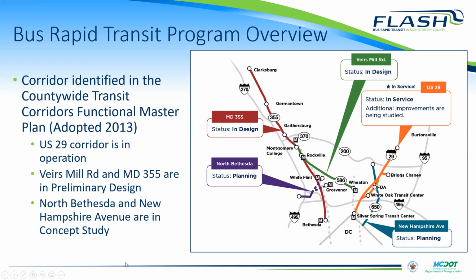In addition, the North Bethesda route, which you can see in purple on the left, and the New Hampshire Avenue project, which you can see in blue or kind of an aqua color on the right, are now starting the planning process.